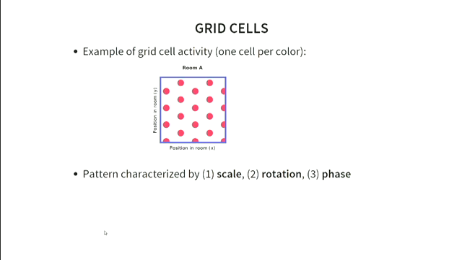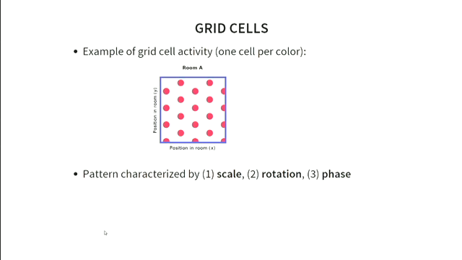So this pattern then can be described by three parameters. First you have the scale parameter that describes how far distance there is from one location of activity to the next. Then we have a rotation, which describes how the pattern aligns compared with some axis of reference. And the phase, or the offset, if you will, which describes how the pattern is offset from some given point of reference.